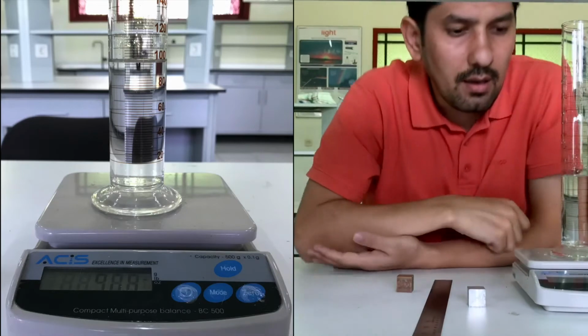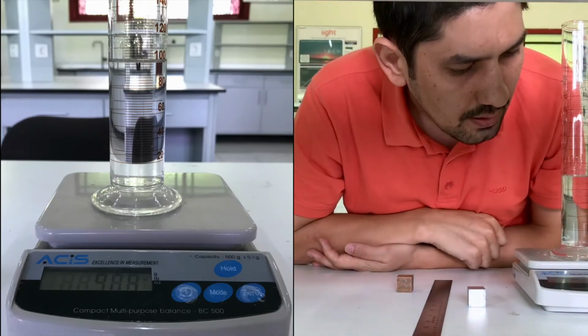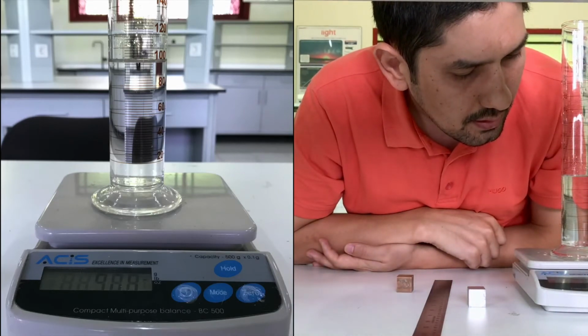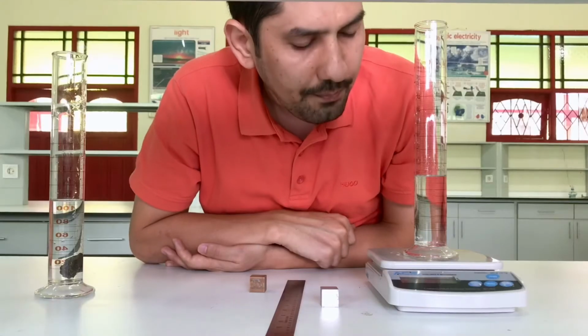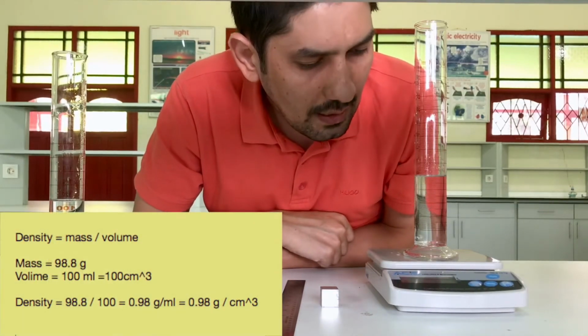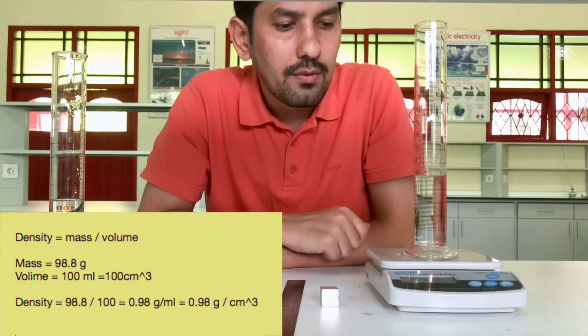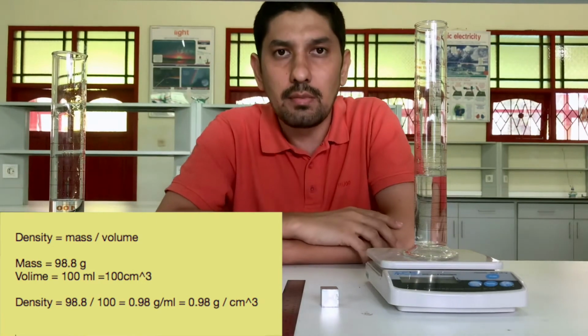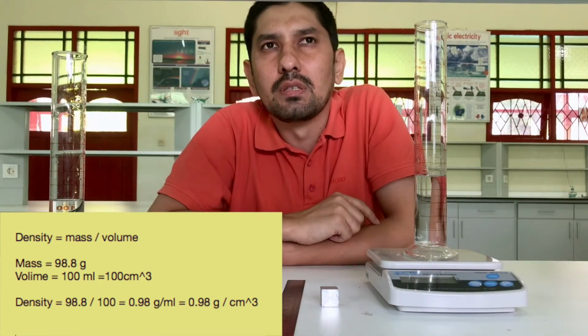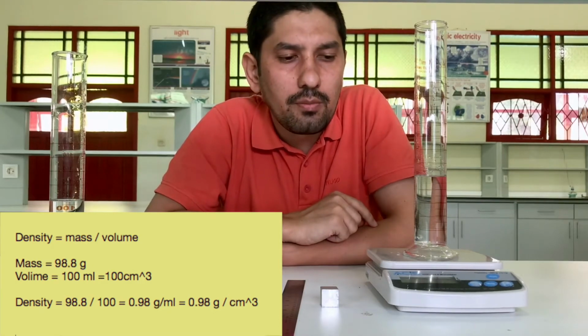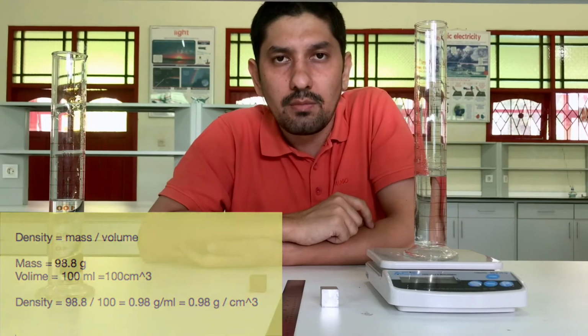And let me check the mass. The mass is 98.8. So the mass is 98.8 over a volume of 100 milliliter, so it's going to be 0.98 gram per centimeter cube.